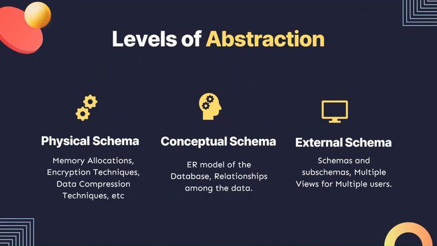Now, there are three levels of abstraction in the three schema architecture. These are the physical schema, conceptual schema, and external schema. The physical schema holds the memory allocations, encryption techniques, data compression techniques, etc. The conceptual schema holds the ER model of the database, the relationships among the data. That is, the physical schema contains all the data types and the specifications about the attributes. The conceptual schema holds the whole relations and the relationships between those relations, or as we call them in the database, entities. The external schema holds the subschemas, multiple views for the multiple users that will be created.